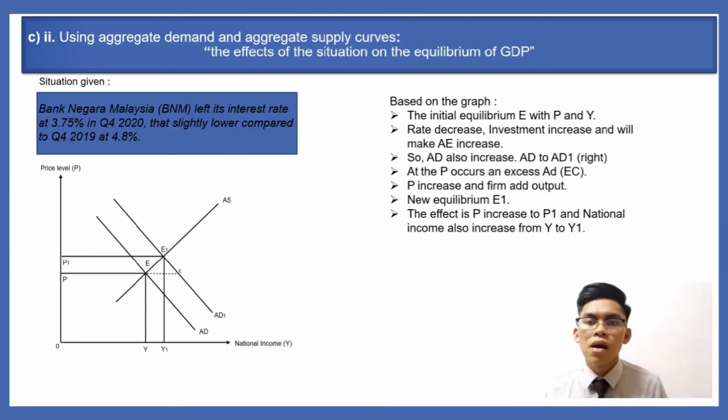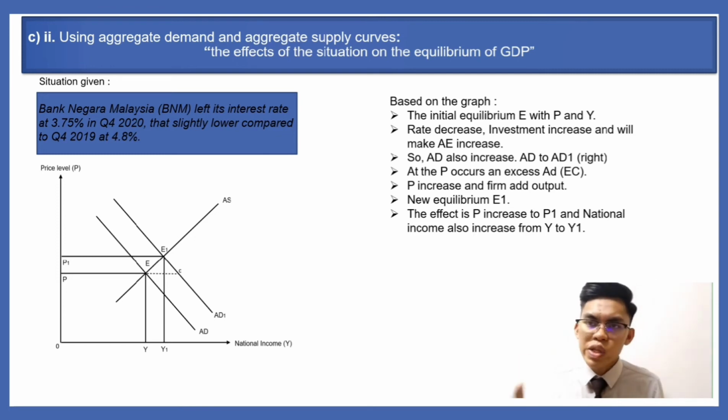Okay, for question D, I will explain this answer using the aggregate demand and aggregate supply curve. Based on the graph, the initial equilibrium is reached at point E, at the price level of P and the national income is Y, when the AD curve intersects with the AS curve. Based on the situation given, Bank Negara Malaysia cut its interest rate to 3.75% in quarter 4 2020. That's slightly lower compared to quarter 4 2019 at 4.8%. So that means the rate is reduced.